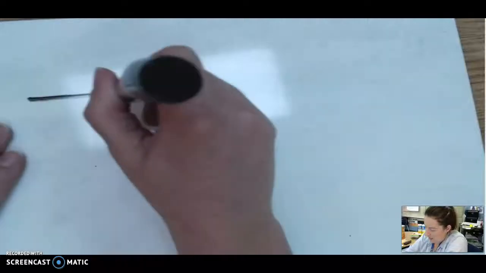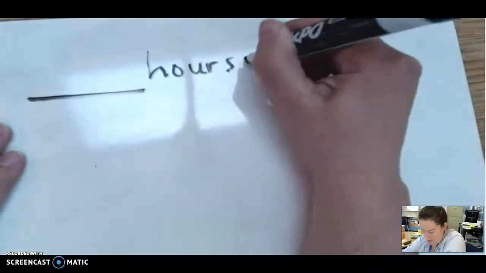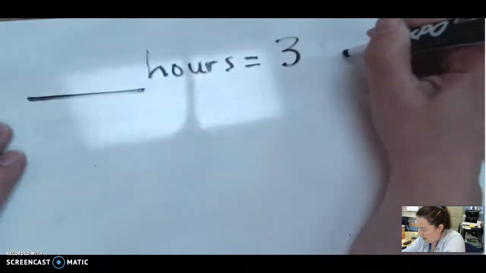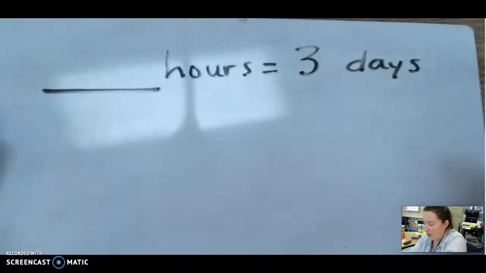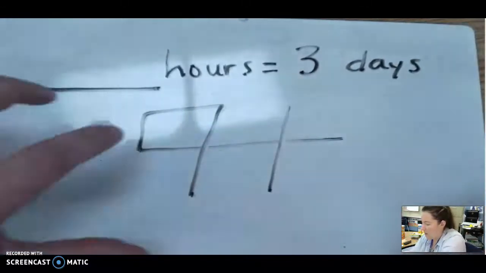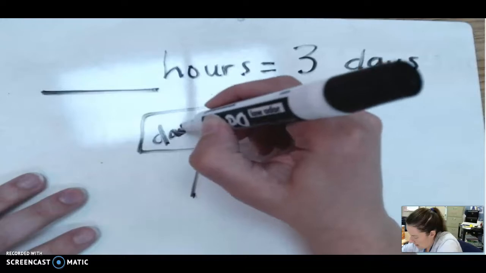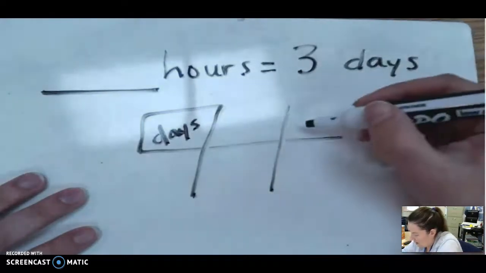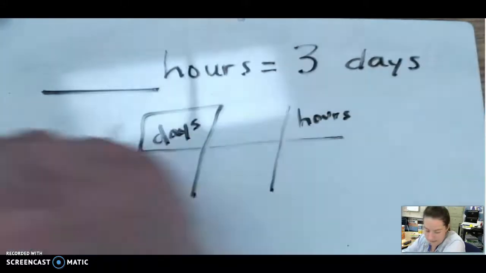Okay, what if they said blank hours is equal to 3 days? Okay, this one is written a little bit differently. I still am going to put what I know in the box. So I know days, and I'm looking for hours.